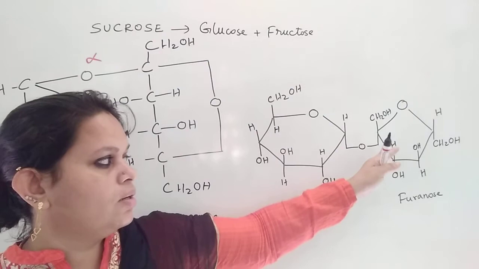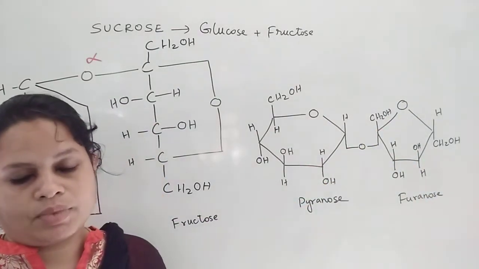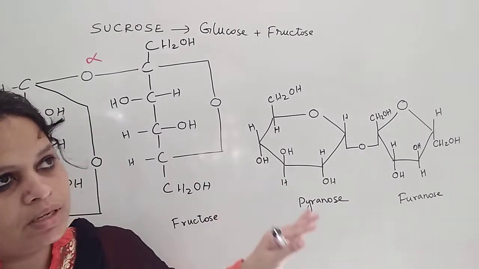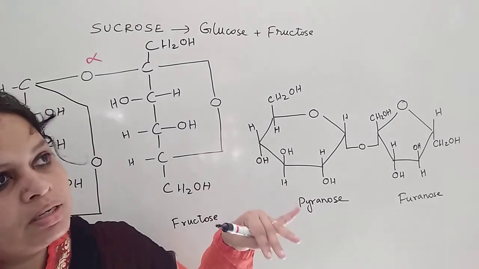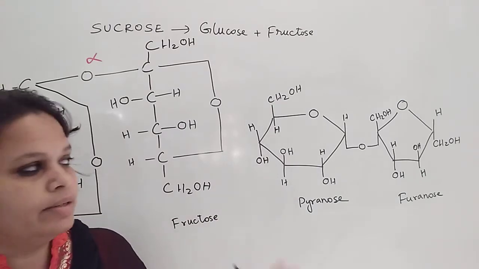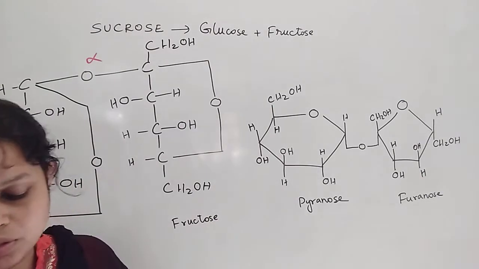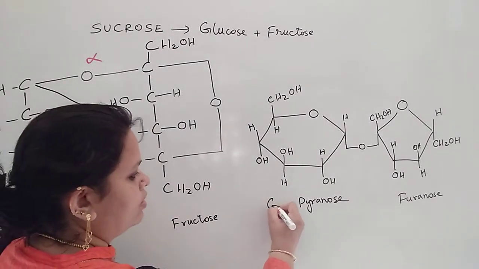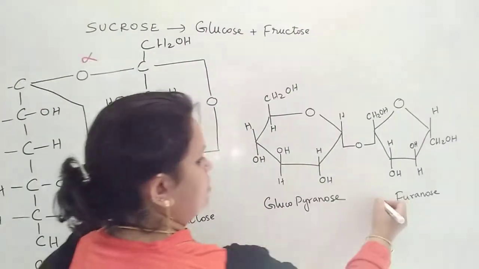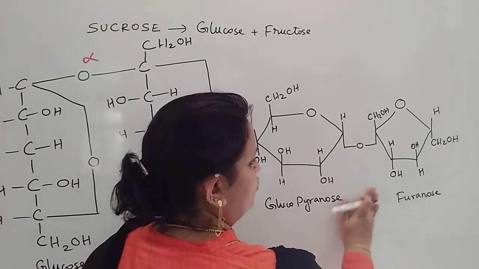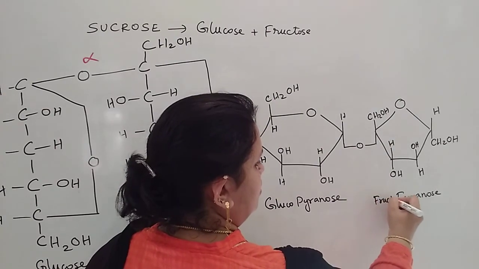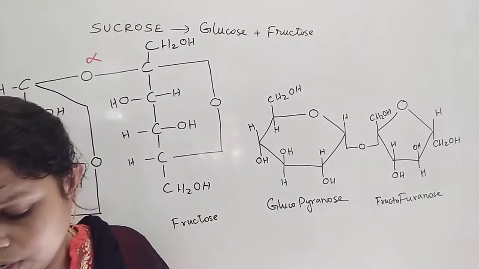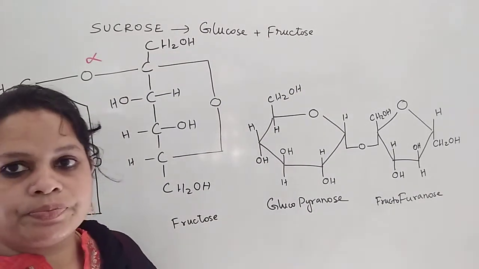So we can say that only in this fructose part, what was on the left should be written down. Only in this case you have to consider this exception. And this is the glucopyranose structure. Glucopyranose, and this is known as the fructofuranose unit. Okay, fructofuranose unit and the glucopyranose unit, and this together is known as sucrose.